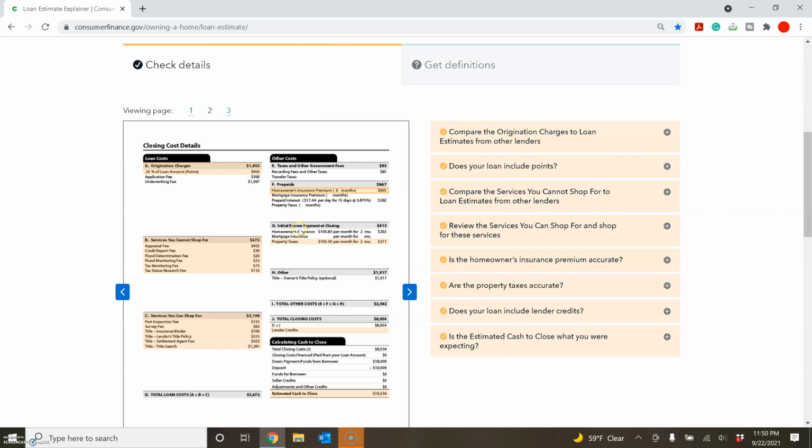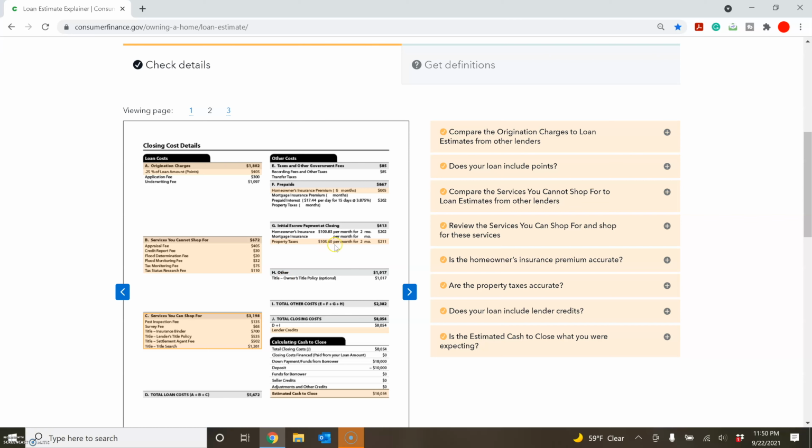Okay, your initial escrow payment at closing, this is going to be your escrow reserves. There's a formula and it varies by your location, but they're only allowed to keep a certain amount in there. You have an escrow reserve for your homeowner's insurance and your property taxes, and sometimes for mortgage insurance, depending on your location, but usually always for homeowner's insurance and property taxes.